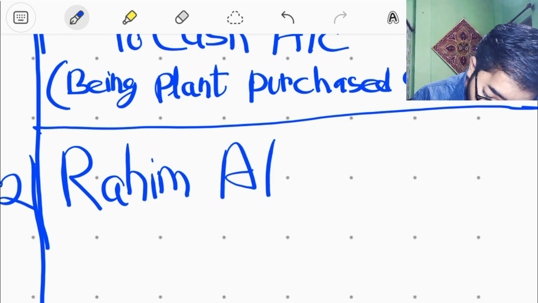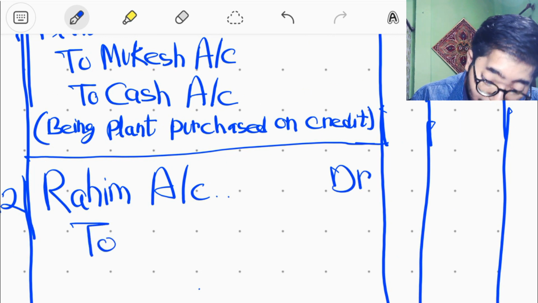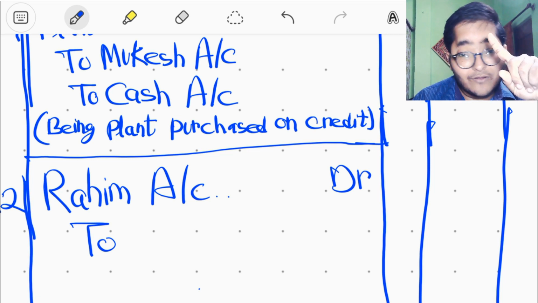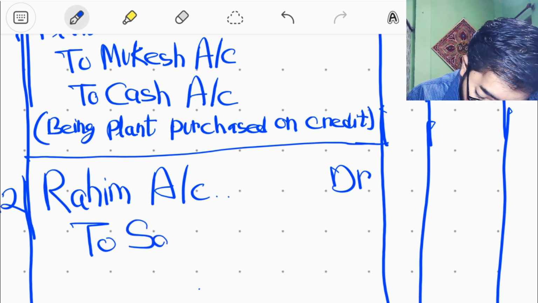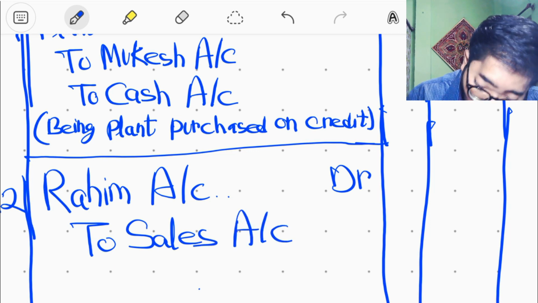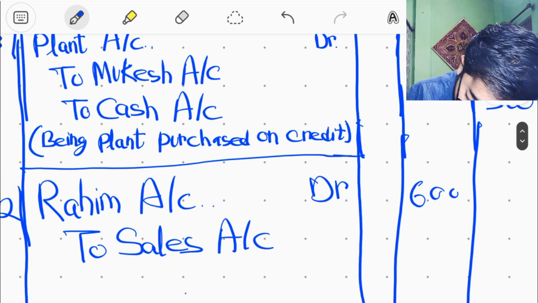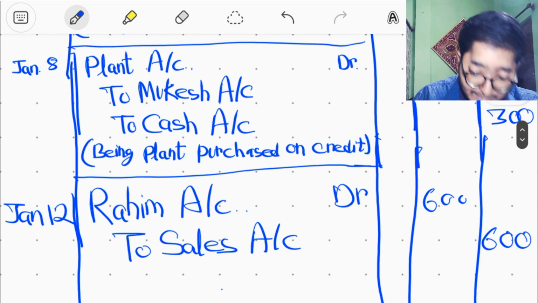Rahim account debit, as the trader is selling the goods. For purchases, there is a purchase account. For sales, they are said as sales account. And that is why Rahim account debit to sales account. How much? Rupees 600. Transaction value is rupees 600.